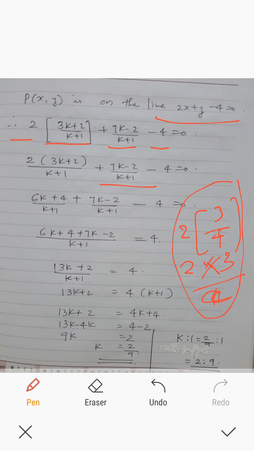k plus 1 plus 7k minus 2 by k plus 1 equal to k plus 1 minus 4 equal to 0. The next step, multiply using the distributive property. 2 into 3k is 6k, 2 into 2 is 4 by k plus 1 plus 7k minus 2 by k plus 1 minus 4 equal to 0. Next step, do the addition.